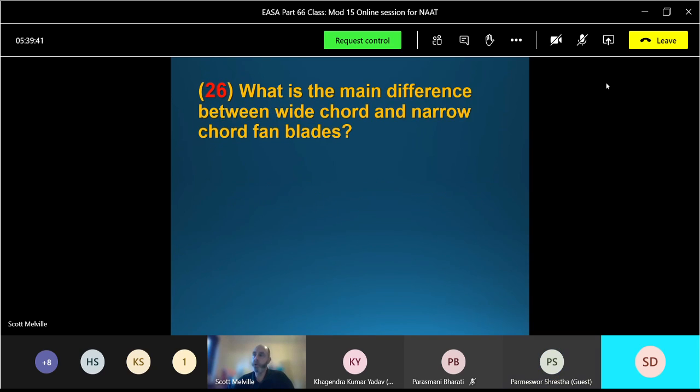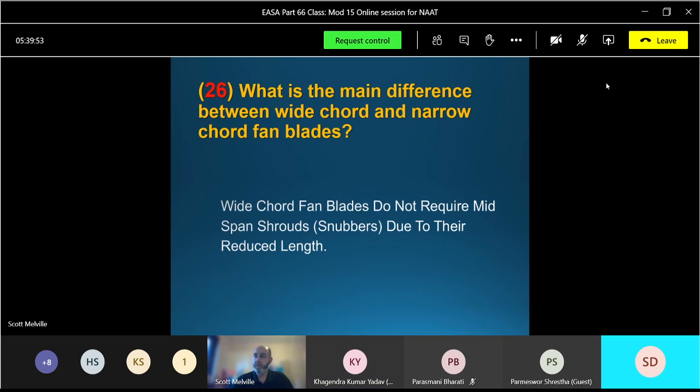What's the main difference between wide chord and narrow chord fan blades? The narrow chord has the clapper. Yeah, that's the main one, quite right. Wide chord fan blades don't require mid-span shrouds or snubbers or clappers, another name for them, due to the reduced length. So the wide chord ones are short and wider. They're quite strong. They don't need the snubbers. Good.